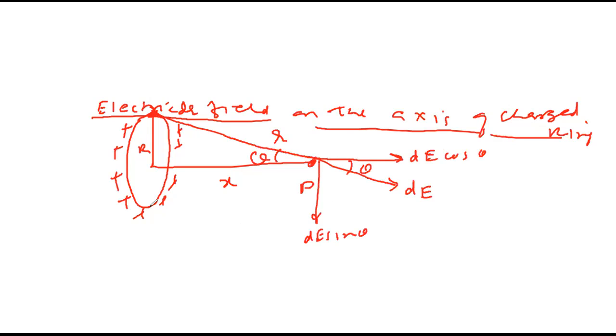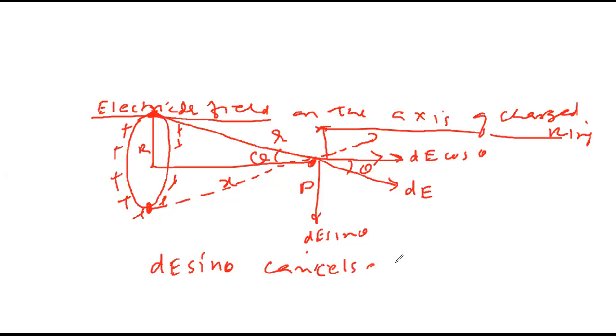Similarly, for this mirror element, this will be the intensity, which will have two components. So can I say dE sin theta will cancel each other? Yes, sir. dE sin theta cancels each other.